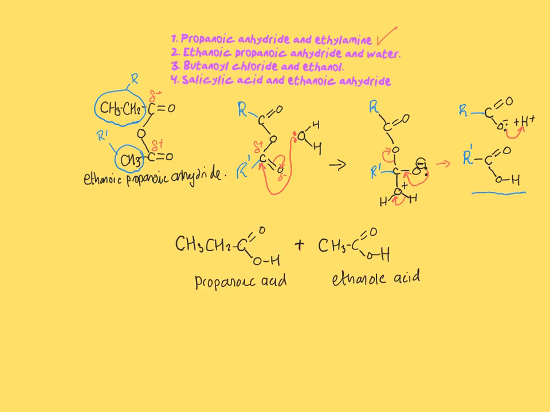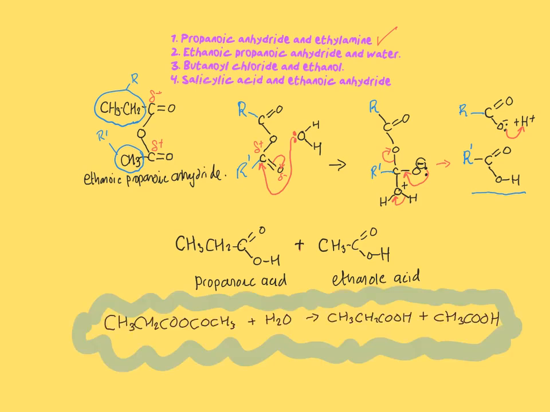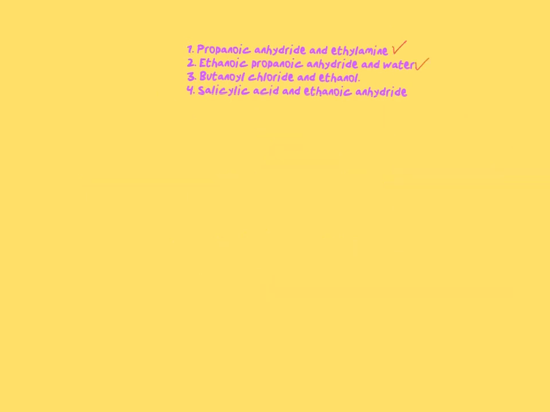Pause point. Can you write a balanced equation for the hydrolysis of ethanoic propanoic anhydride? So this is a hydrolysis reaction. The water was the nucleophile, and the anhydride hydrolyzes back into its constituent carboxylic acids. The reverse process would be condensation. So have you written out the mechanism for the reaction between butanoyl chloride and ethanol?